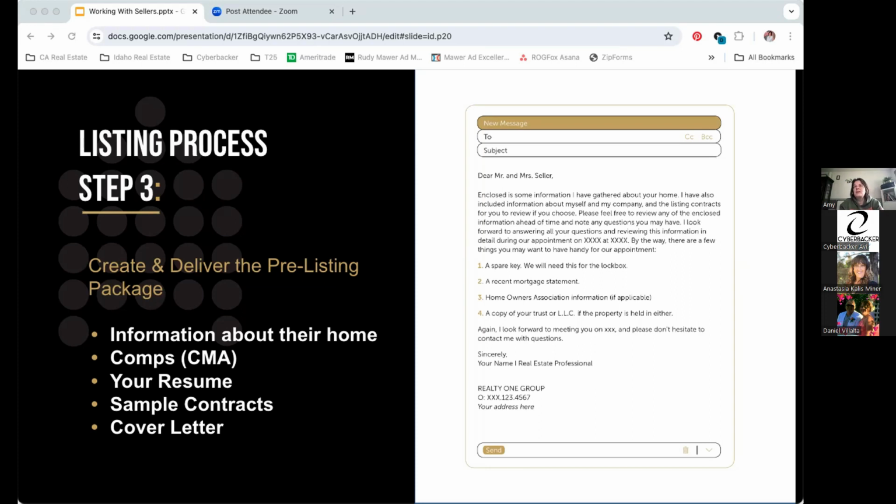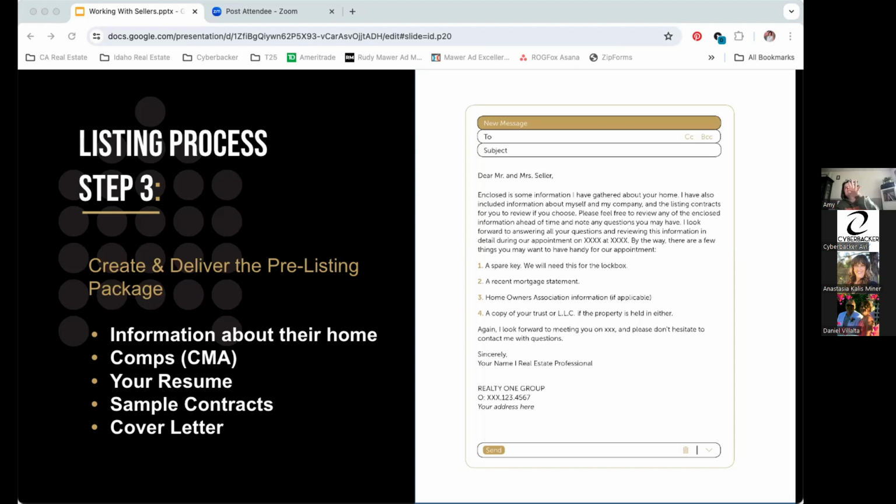By the way, there are a few things that you may want to have handy for our appointment. A spare key. We will need this for the lockbox. A recent mortgage statement. Homeowner's information, if applicable. A copy of your trust or LLC if the property is held in either, right? And I would probably adjust those depending on the property. Again, I look forward to meeting you on Thursday, and please don't hesitate to contact me with any questions. Sincerely, Amy Petard, real estate professional, Realty One Group, Fox, right? Phone number, address, email there. Super simple. Cover letter goes on there.